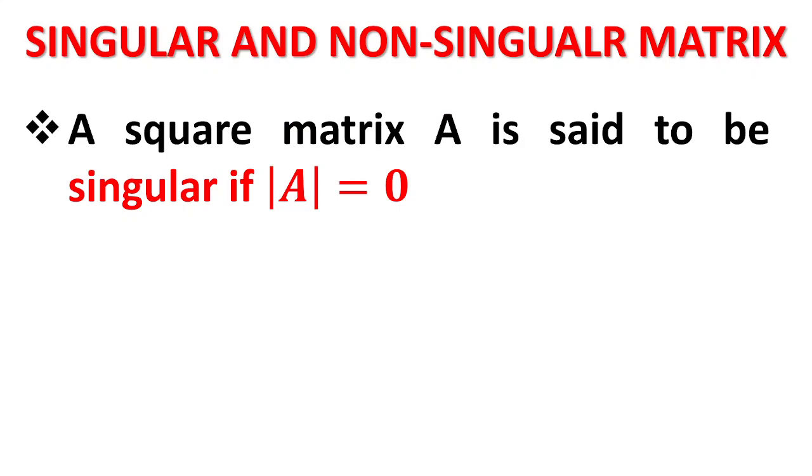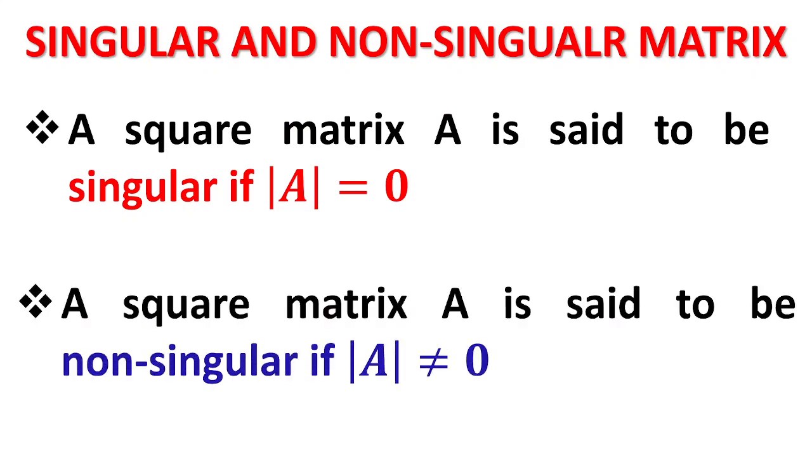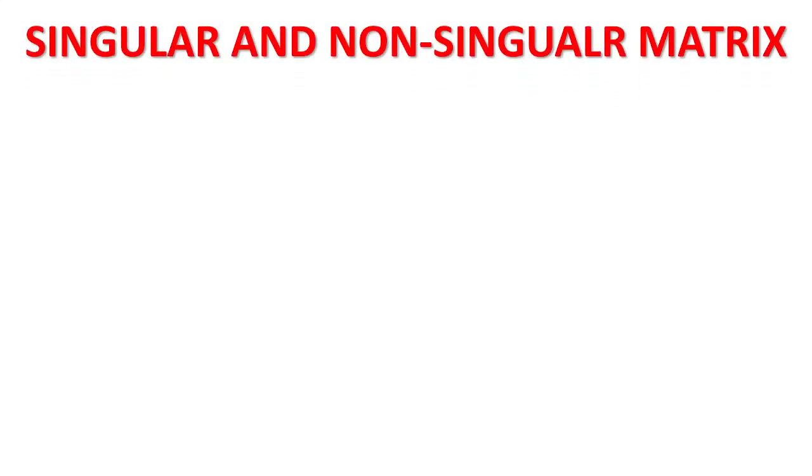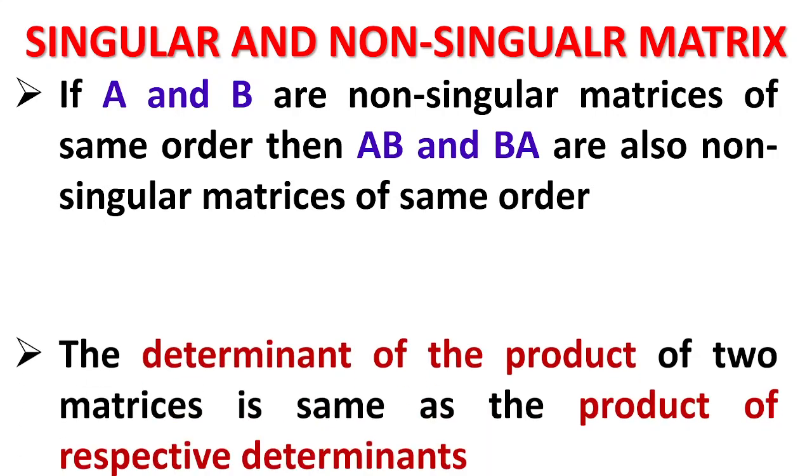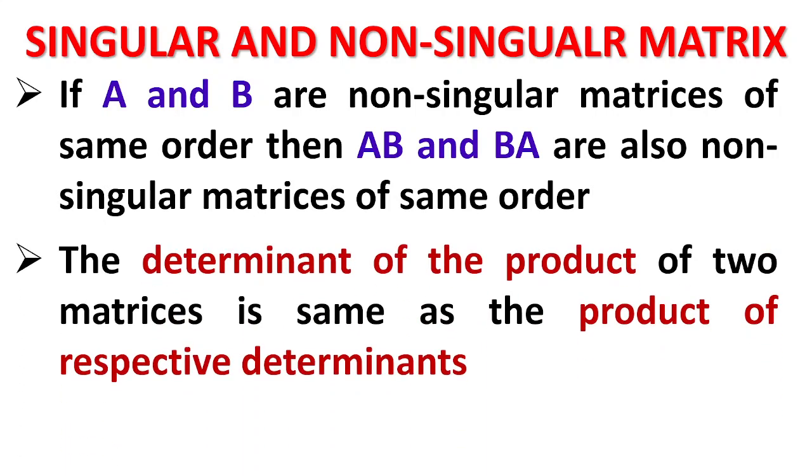Let us move on to the next question, where before we go for that, we will just see what you mean by singular and non-singular matrices. A square matrix is said to be singular if its determinant value is 0, and it is non-singular if the determinant value is non-zero. That's all. If A and B are non-singular matrices of the same order, then AB and BA are also non-singular. The determinant of the product of two matrices is the same as the product of the respective determinants. These two conditions we have to remember so that we can do problems.